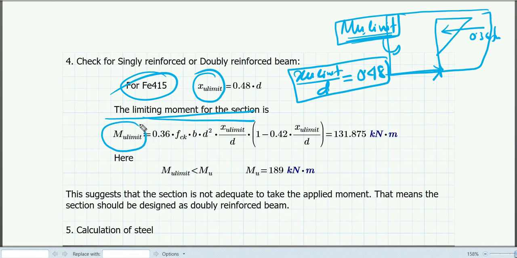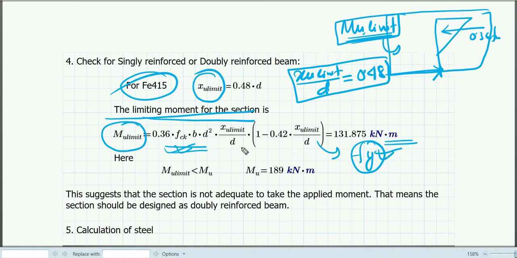Limiting moment means this much moment you can apply to the section. How we have derived it, you can go and look back into our previous video, where we have already discussed how to get this particular equation. Now, this equation is not dependent upon the fy value, that is the grade of steel. The limiting moment of a section does not depend upon how many bars you have provided or what the grade of the bar is.